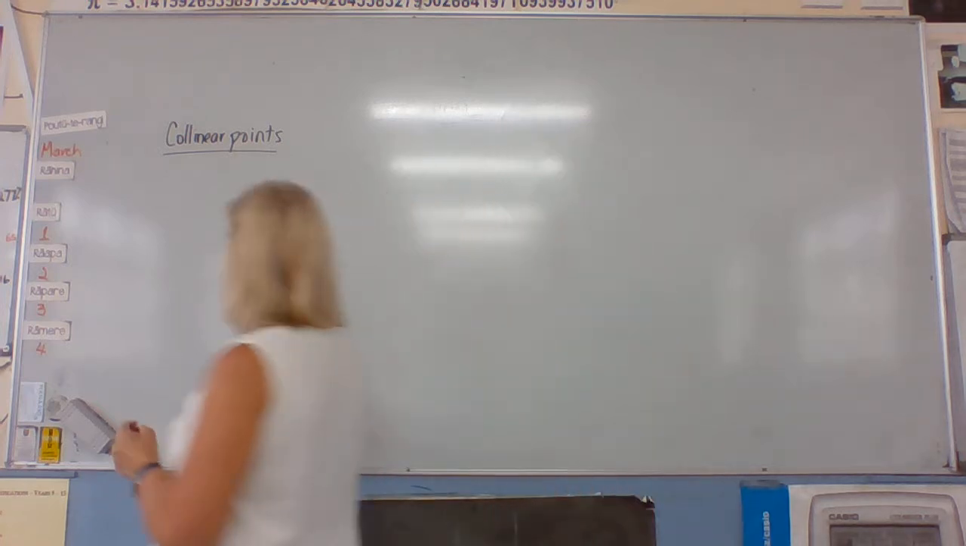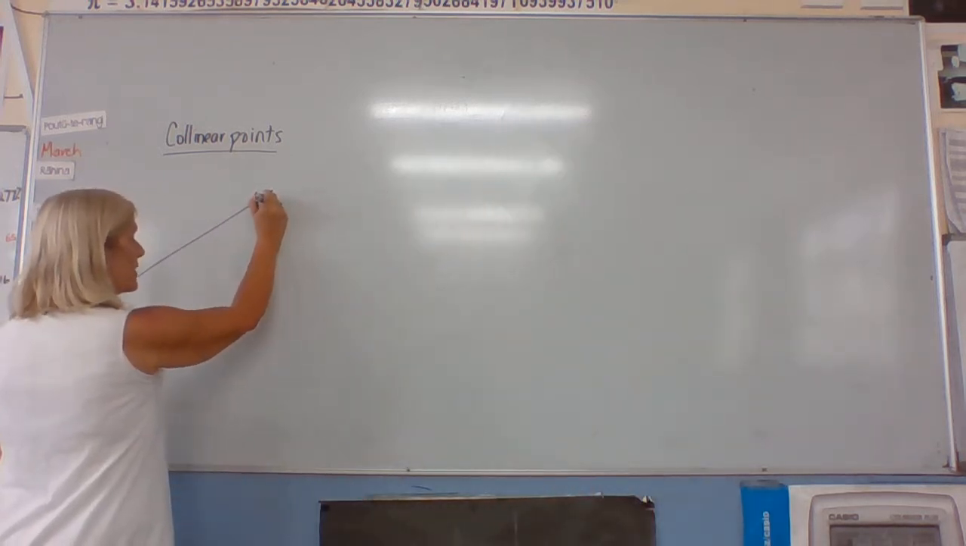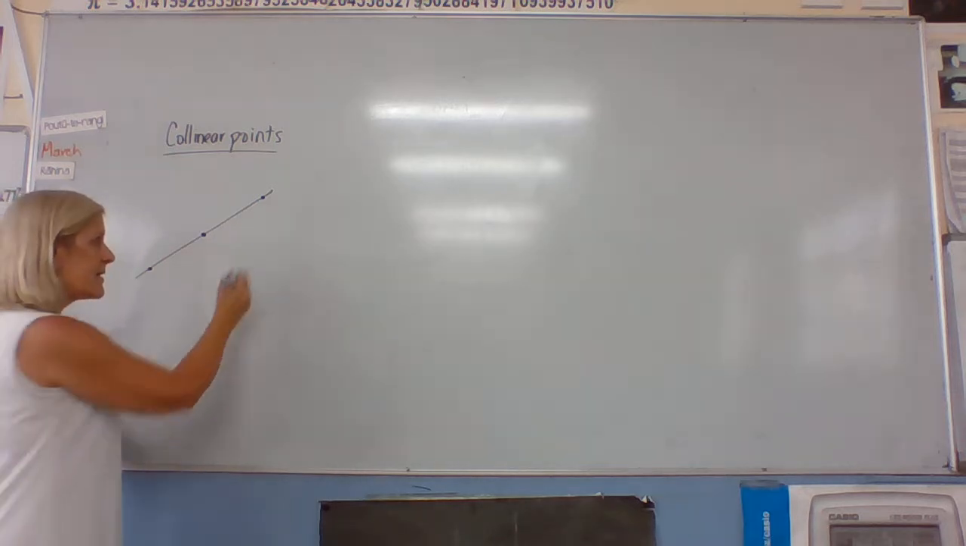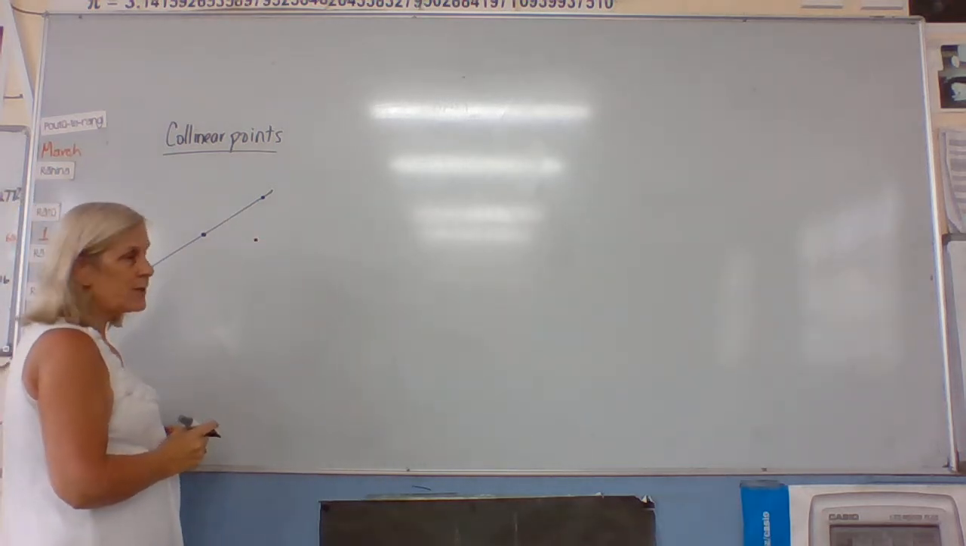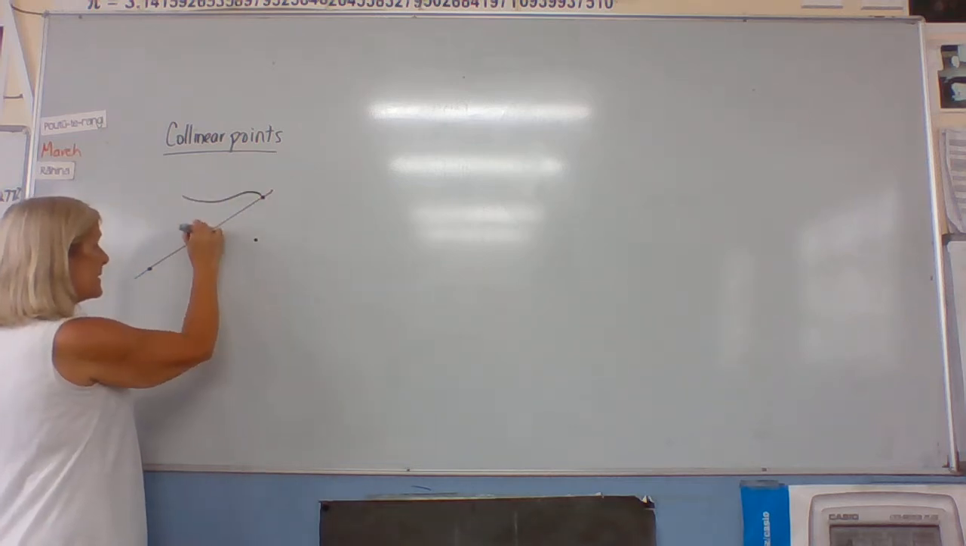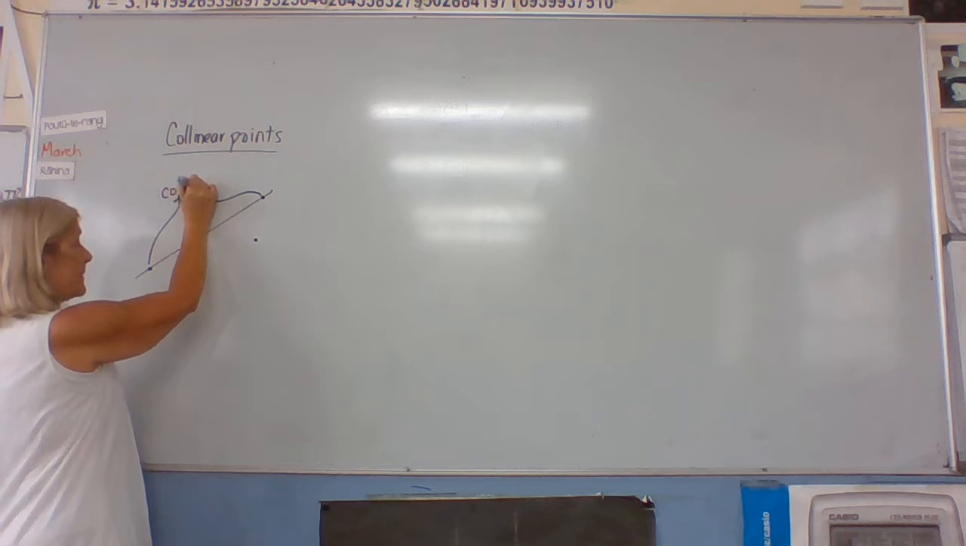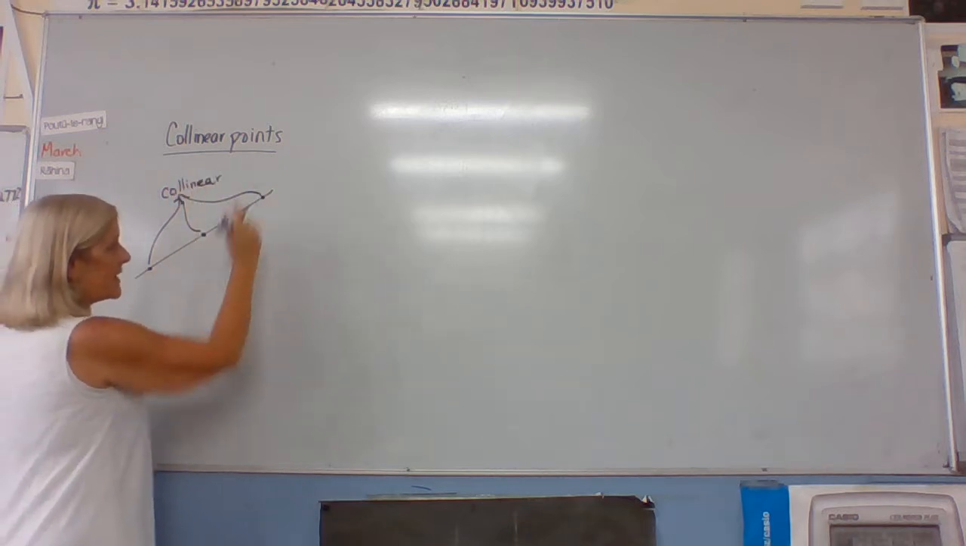So if I look at this pictorially, I've got a line and I've got this point, and this point. They are collinear. This point over here, he's not, all right? So these guys are collinear because they're on the same line.